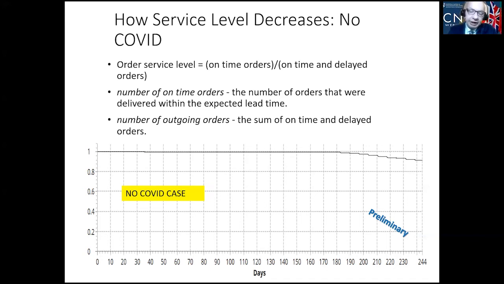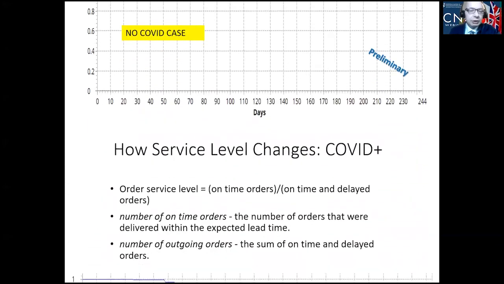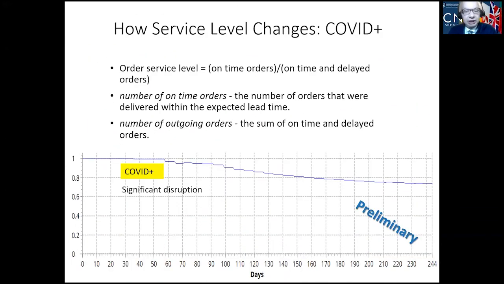And the number of on-time orders are the number of orders that were delivered within the expected lead time, and the number of outgoing orders are the sum of the on-time and delayed orders. And we see that in the no COVID case, the OSL, that's this particular metric, remains essentially the same except later on. So how does the service level change because of COVID plus? We see that there's significant disruption when we include COVID and the various disruptions when certain nodes shut down. You can see how the graph changes.